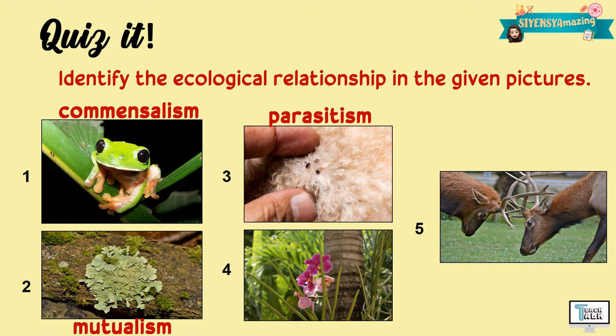There is an orchid and a tree. The orchid clings to the tree. This is an example of commensalism.